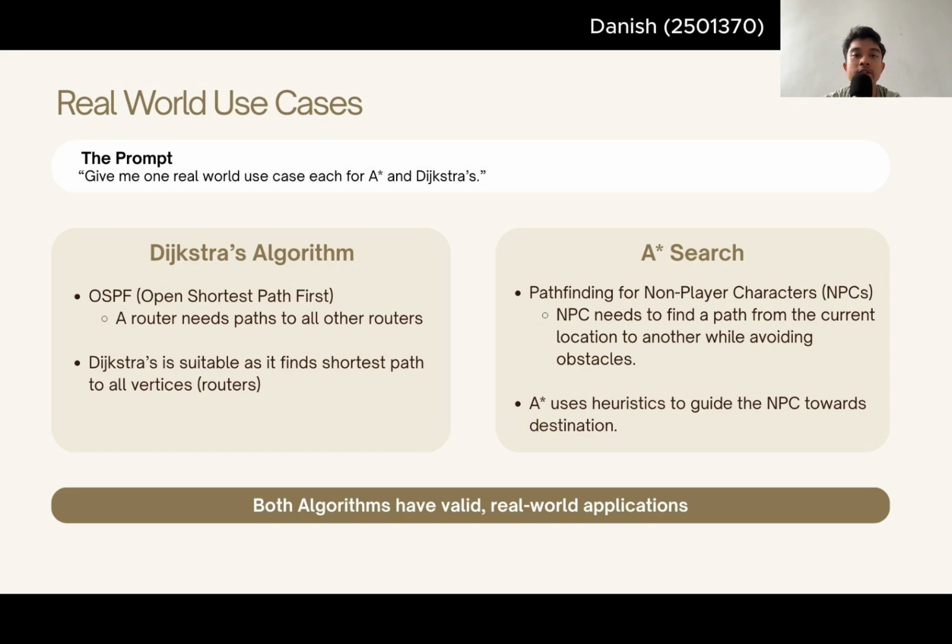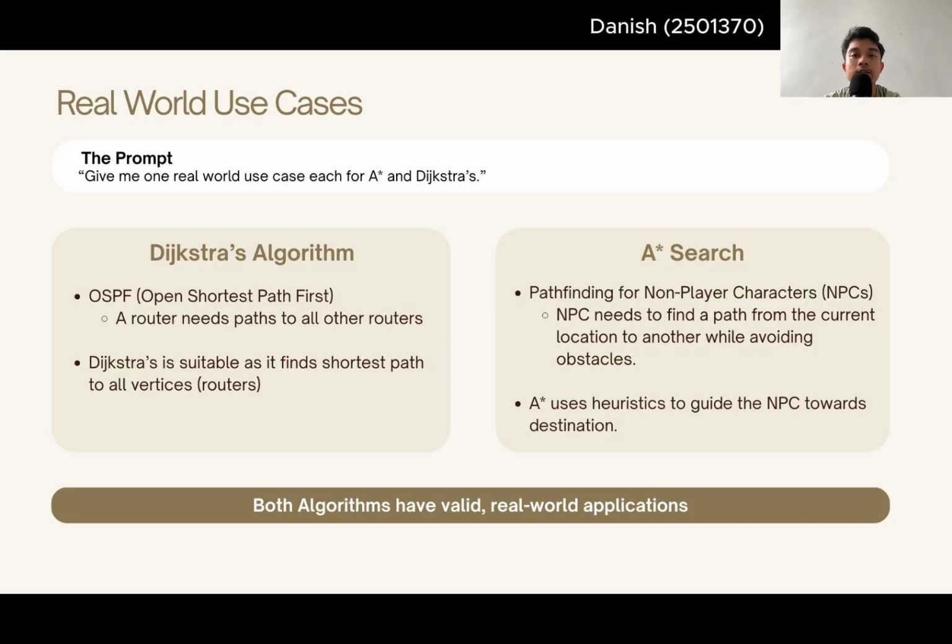Moving to real-world applications, let's start with Dijkstra. It is the backbone of OSPF, a routing protocol used across the internet. A router needs the shortest path to all other routers in a network. Dijkstra is perfect here because it naturally calculates the shortest path to all vertices simultaneously.